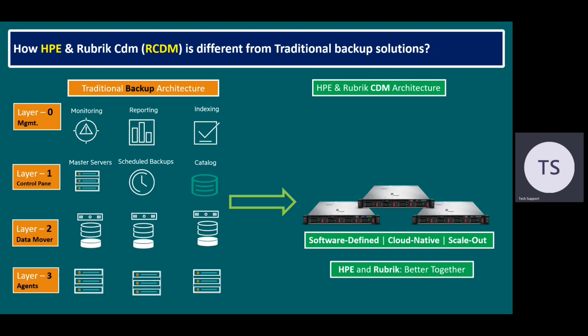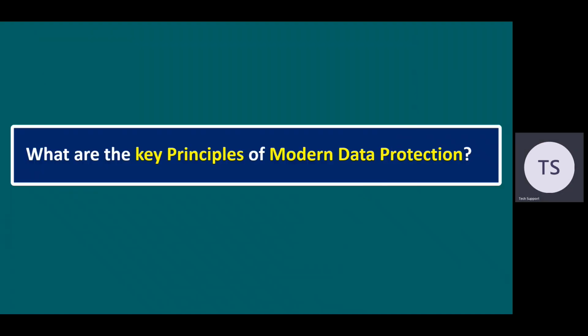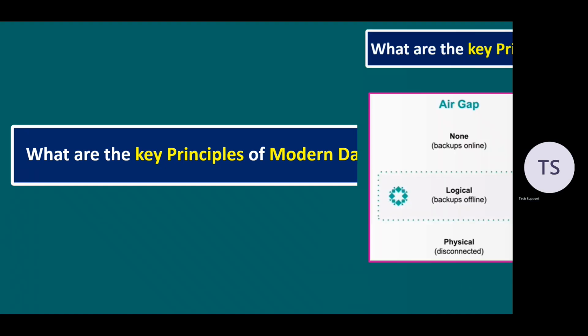Okay. Now, before understanding some more additional features of traditional backup architecture and Rubrik CDM architecture, let me explain a few key principles. What are the key principles of modern data protection? In modern data protection, the main key principles include air gap, immutability, and zero trust. These three principles we keep hearing these days. Let me elaborate on these three keywords.